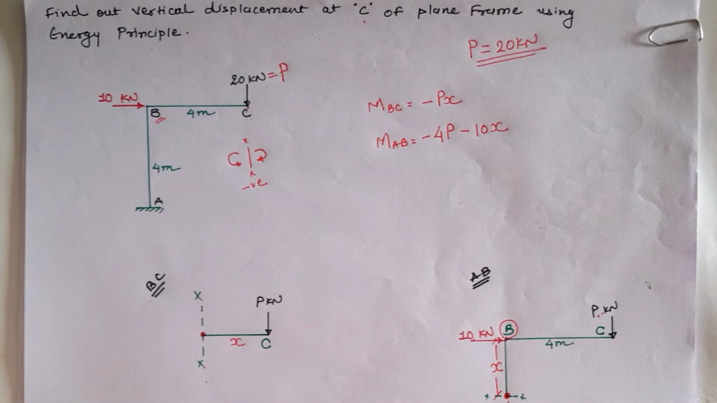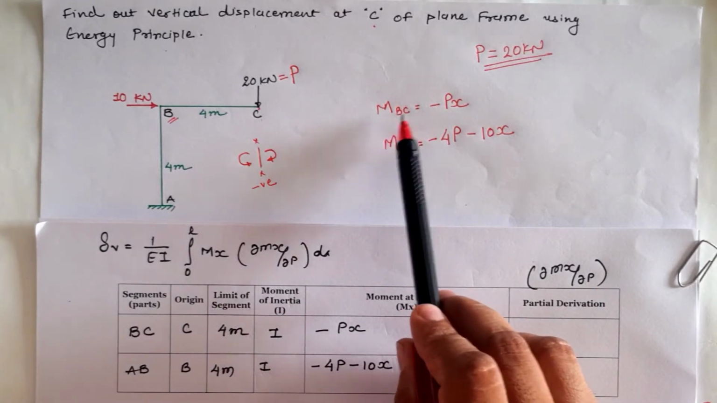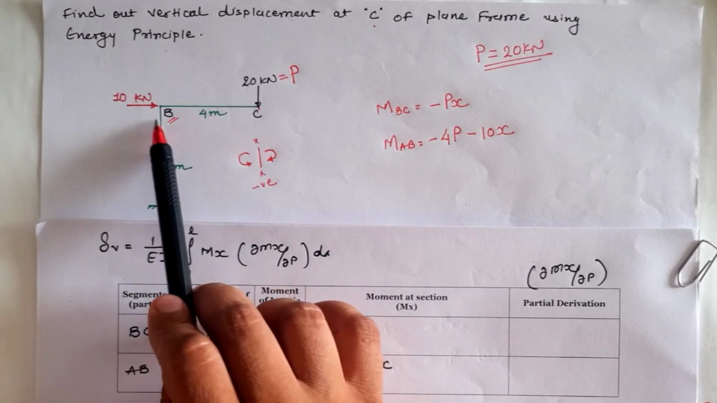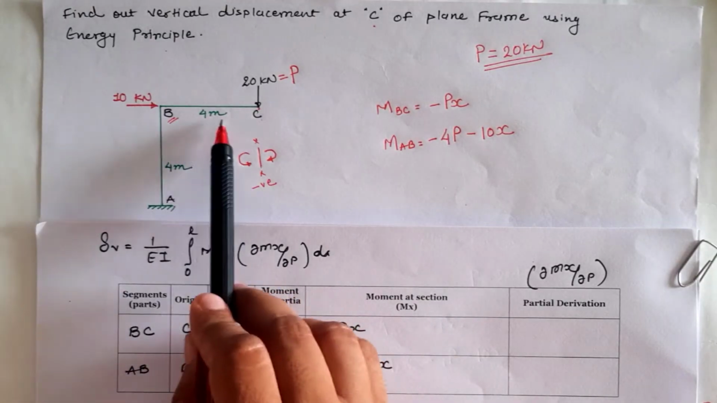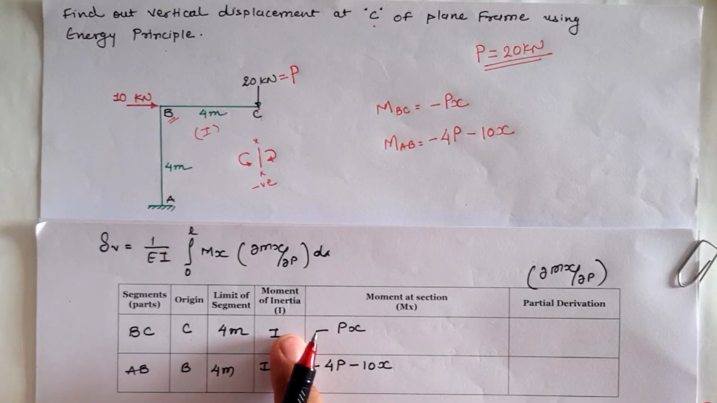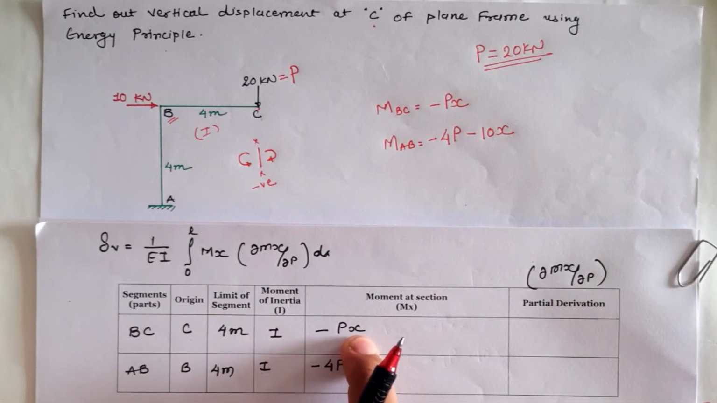Now going to the tabular form of Castigliano's theorem, as we have calculated the sectional moment of the BC segment. First of all, the BC segment has the origin at C, and the limit of this segment is 4 meter. Moment of inertia is not given, hence it is taken as I, and the moment of the BC segment is minus Px.